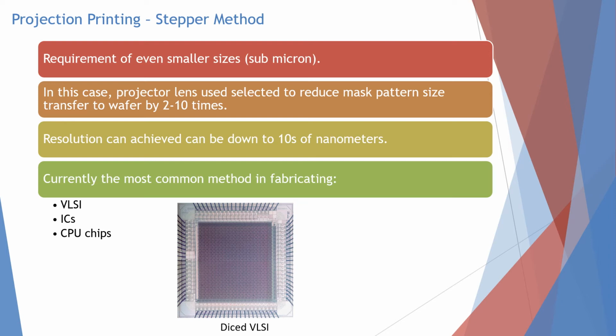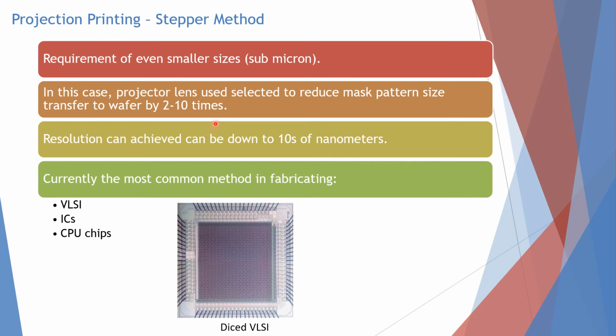Okay, so if we are required to print even smaller size, into submicron printing on the photoresist, projection printing with the stepper method will be used. In this case, the projector lens is selected to reduce the mask pattern size transferred to the wafer by 2 to 10 times, meaning that the size of the printing will be very small compared to the mask itself. Okay, it can be smaller by 2 to 10 times.